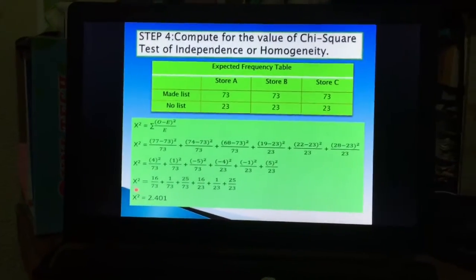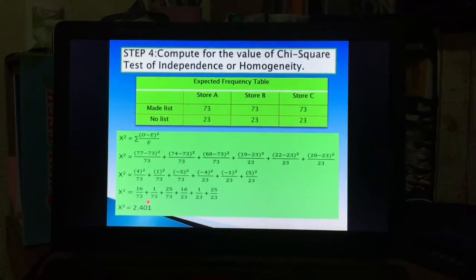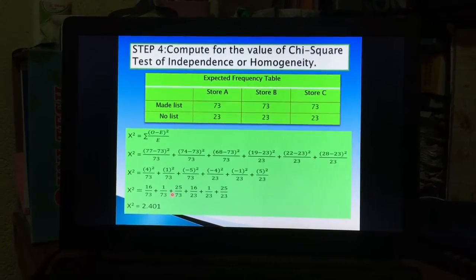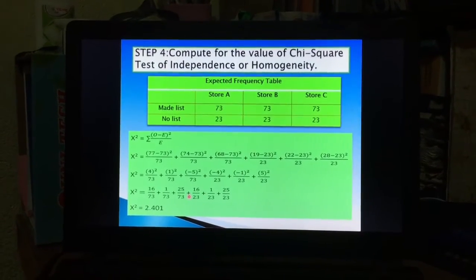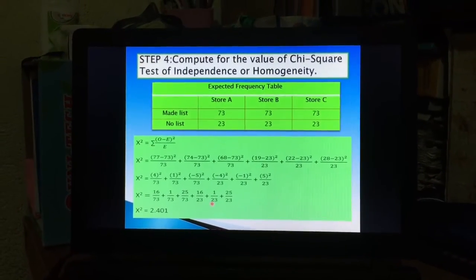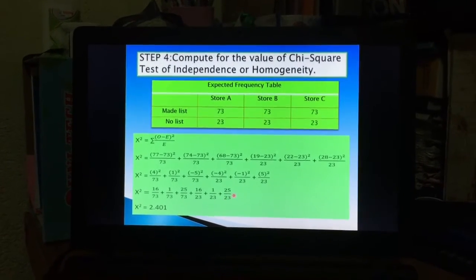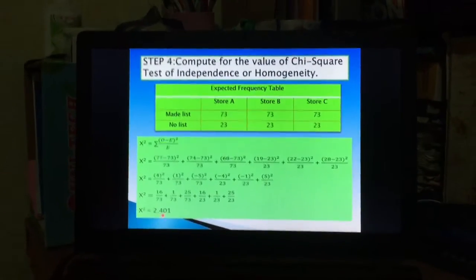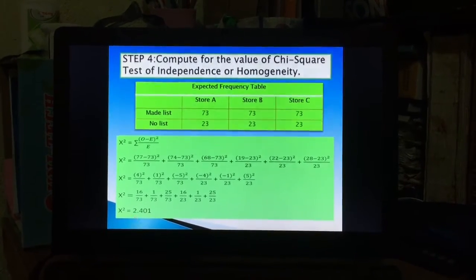Then x squared is equal to 4 squared, 16 over 73 plus 1 squared is equal to 1 over 73 plus negative 5 squared is 25 over 73 plus negative 4 squared is equal to 16 over 23 plus negative 1 squared is equal to 1 over 23 plus 5 squared is equal to 25 over 23. Add them all to have the result of the x squared computed, which is equal to 2.401.